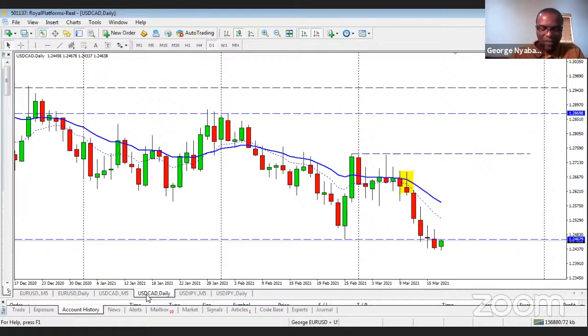So let's have a look at it. Now, on the CAD, all we currently have is that low there, something that I've marked. And look at what happened. Market tried to break beneath it. Buying pressure, the tails created there by the bulls.